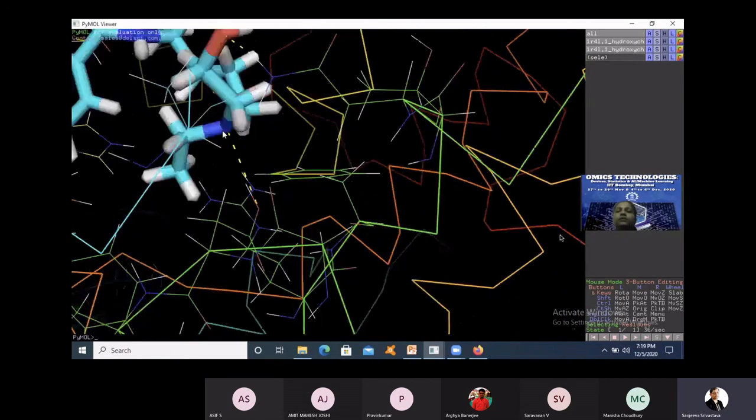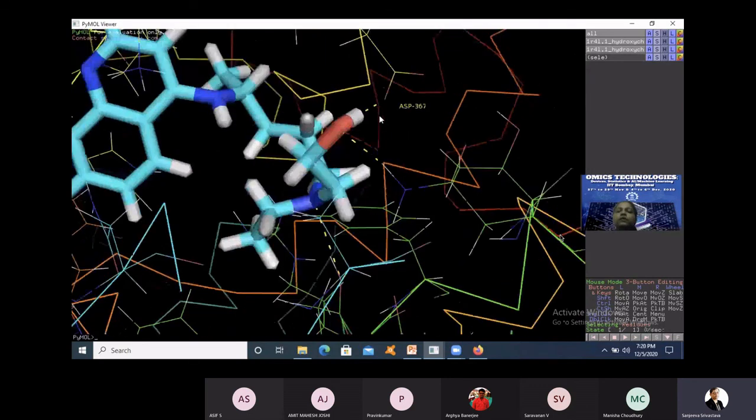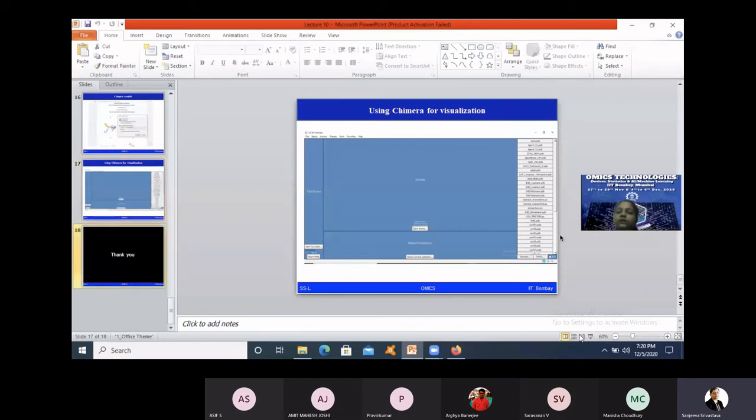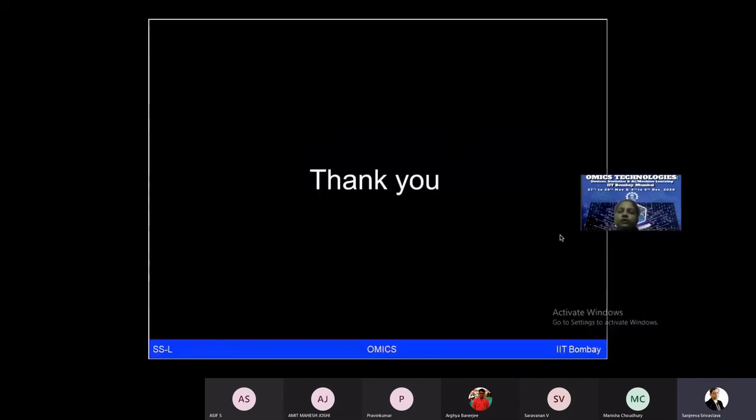These kinds of structure visualizations can be done, and several other features are also there that can be explored. These softwares are freely available online, which can be tried. So I think I have come to the end of the session.